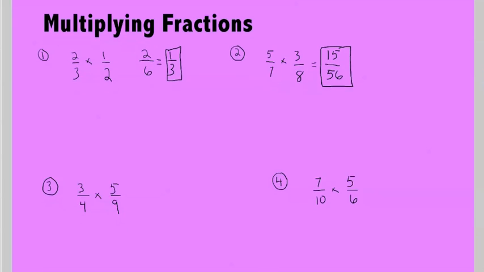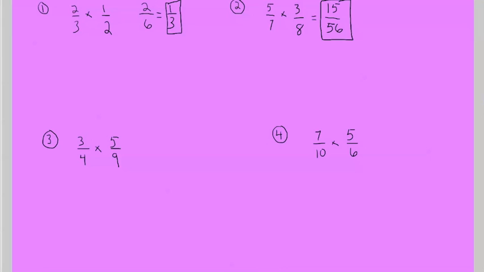Let's look at number 3. We have 3/4 times 5/9. So again, let's multiply our numerators together. 3 times 5 is going to give us 15. And 4 times 9 will give us 36. Now, we need to reduce this because we know that 3 goes into both of these numbers. 3 goes into 15 5 times, and 3 goes into 36 12 times. So our final answer reduced is 5/12.